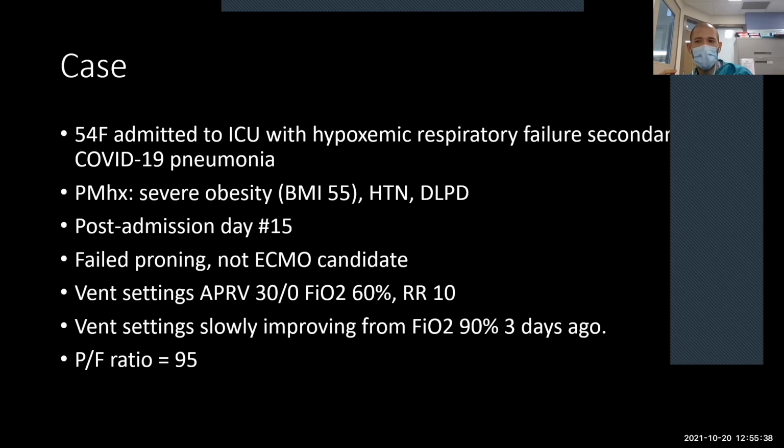She's been on APRV for the past 8 days, 30 on 0. Over the past 5 days, her FiO2 has gone from 100% down to 60%, rate of 10, P high of 5.2, T low of 0.8, slowly improving vent settings. PF ratio is 95. She's critically ill. There's not much more to add. She's quite severe, but has been slowly making gains.